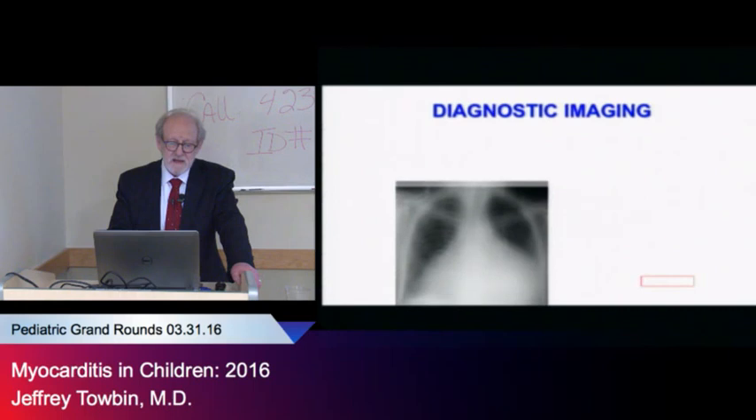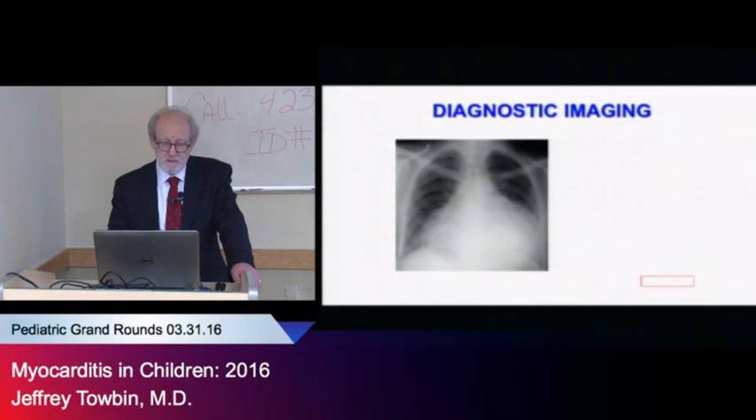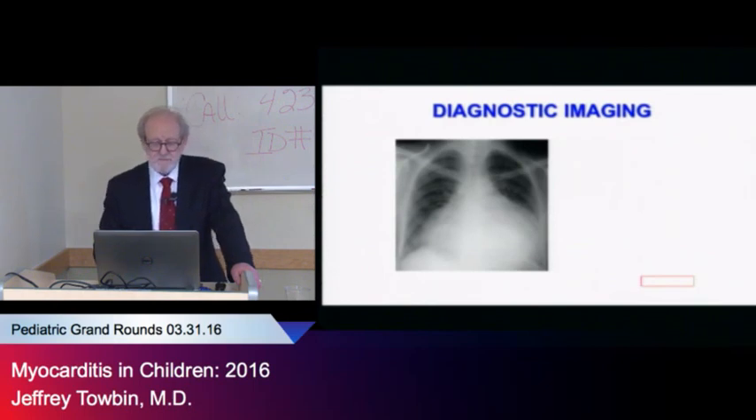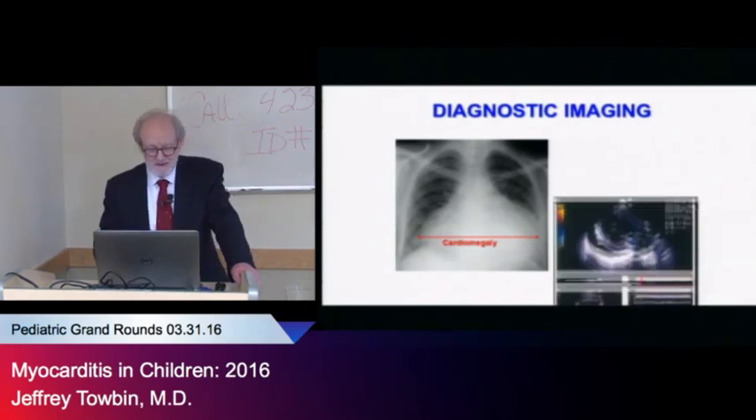So from a diagnostic imaging standpoint, here's a chest X-ray, and what you'll notice here is that this is a gigantic heart. The CT ratio is about 80%, very big. You can see the pulmonary vascular markings are abnormal, consistent with pulmonary edema. So cardiomegaly to the nth degree. If you don't notice this kind of cardiomegaly, you're not going to ever notice cardiomegaly. This is a big heart.